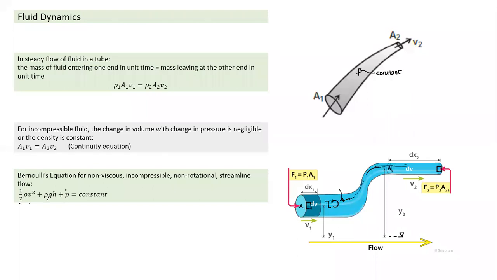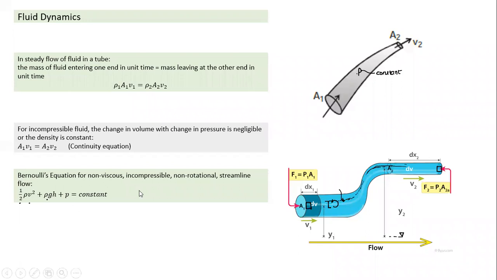We have one more term coming because of pressure. This is a new term, which is pressure energy. In terms of dimension, energy per unit volume is equal to pressure at that point, and this is equal to constant. Or you could have written it as P1 plus 1 by 2 rho v1 square plus rho g h1 equals P2 plus 1 by 2 rho v2 square plus rho g h2.